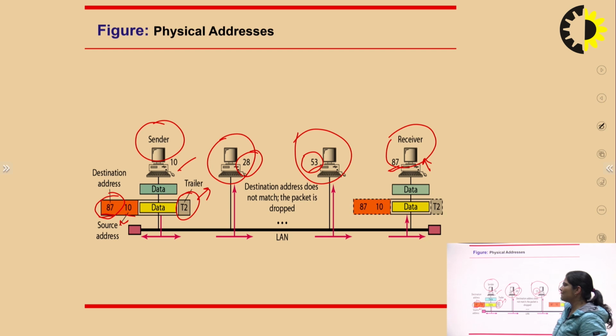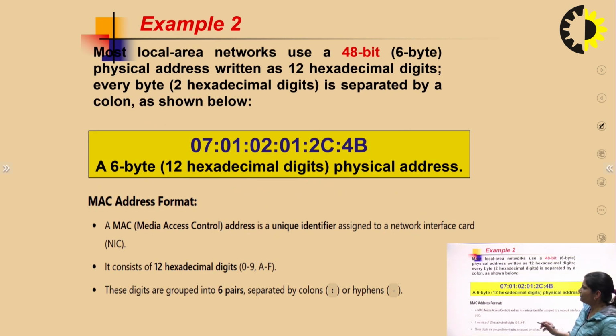So this is an example of physical addressing. Now here, most local, how we can assign physical address. So this is a 6 byte address, or you can say 48 bit.